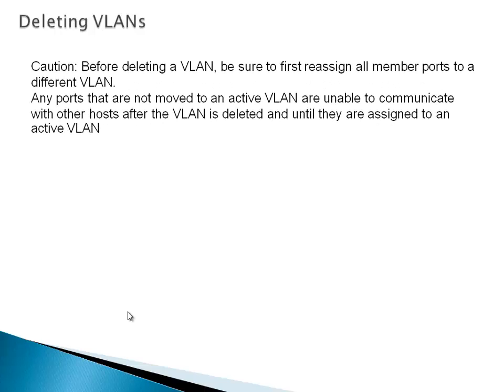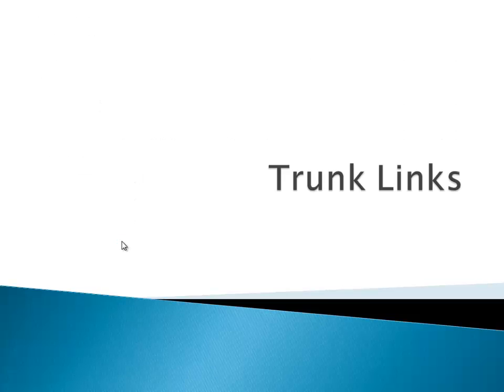Deleting a VLAN. First thing, we have to be careful when we delete a VLAN. Before we delete the VLAN, we must make sure that we reassign all member ports to a different VLAN. If the port belongs to VLAN 10, for example FA0/5 belongs to VLAN 10, and we delete VLAN 10, FA0/5 will not be able to communicate with any other host until you move FA0/5 to an active VLAN, or you create VLAN 10. To delete a VLAN, you just say no vlan 10.